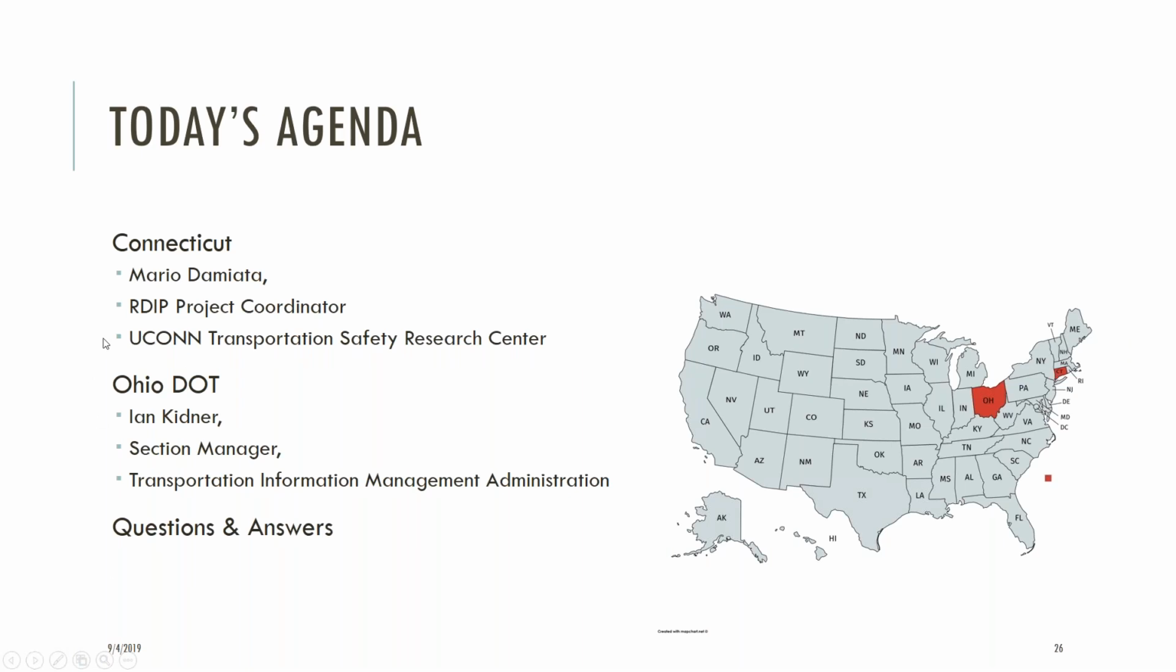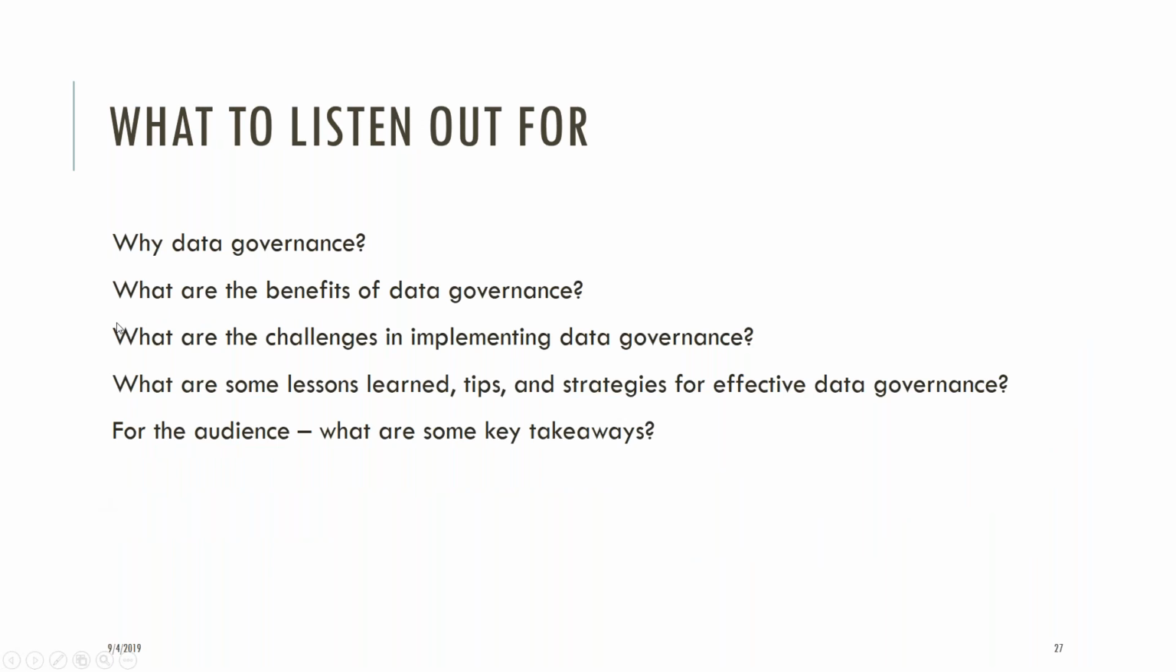Like I mentioned earlier, we're going to start with Connecticut. Mario Damiata is the RDIP project coordinator at the University of Connecticut Transportation Safety Research Center. He's going to start things off. Then after him, we'll have Ohio DOT's Ian Kidner. And after that, we'll have some time for questions and answers. So at this point, as you're listening to the presentations, I wanted to list some things to make sure you listen out for.